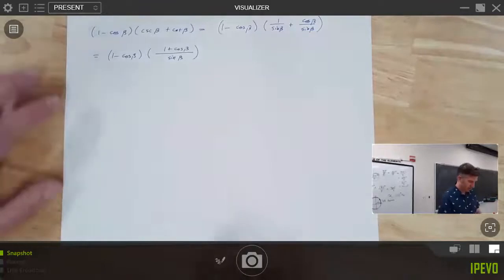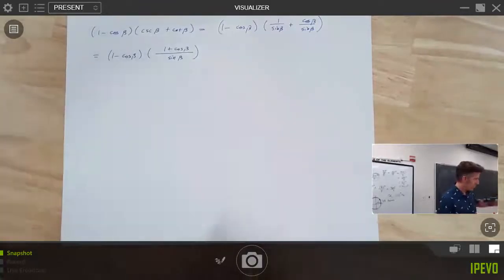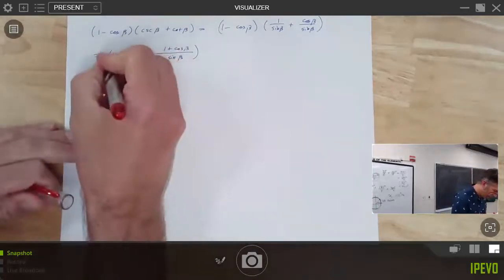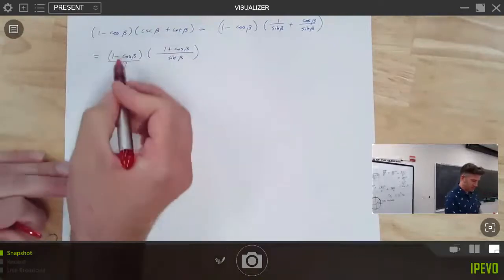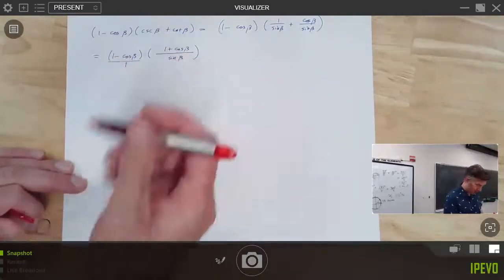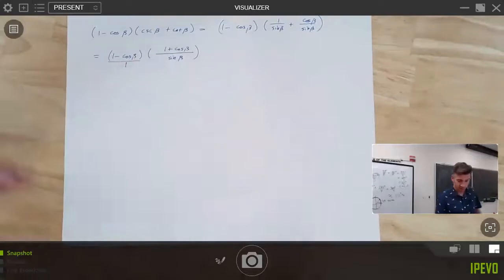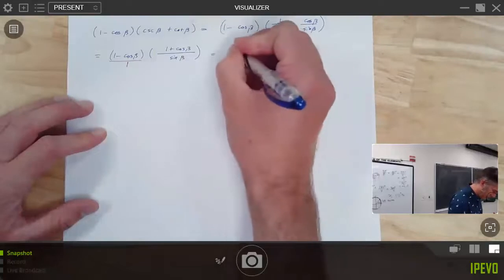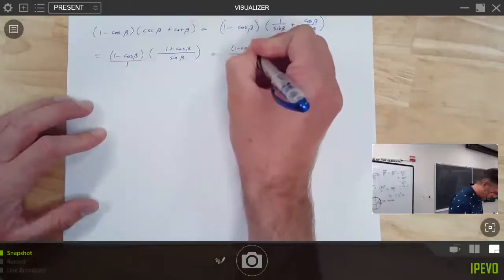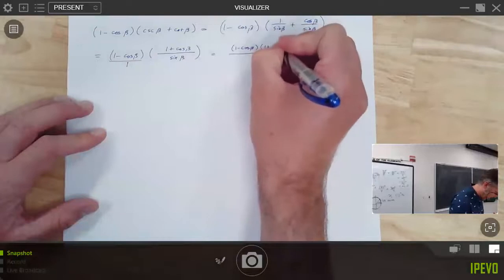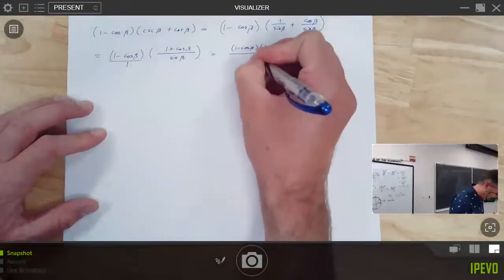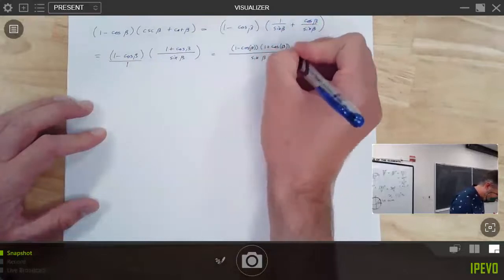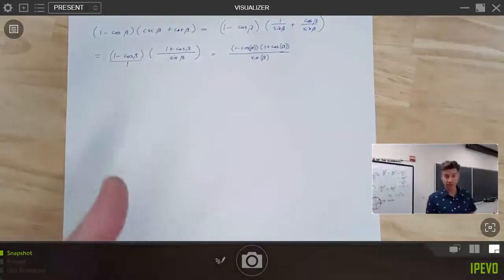And if I really wanted to, I could write this as 1 minus cosine beta over 1. You don't have to. When you're multiplying something times a fraction, you always multiply the something that's not in a fraction by the top part. So I'm going to have 1 minus cosine beta times 1 plus cosine beta all over 1 times sine beta. I'm not going to multiply it out just yet because I just want to show it. It's 1 minus cosine of beta times 1 plus cosine of beta all over sine of beta. If you're more comfortable, you might want to put your angle in parentheses.